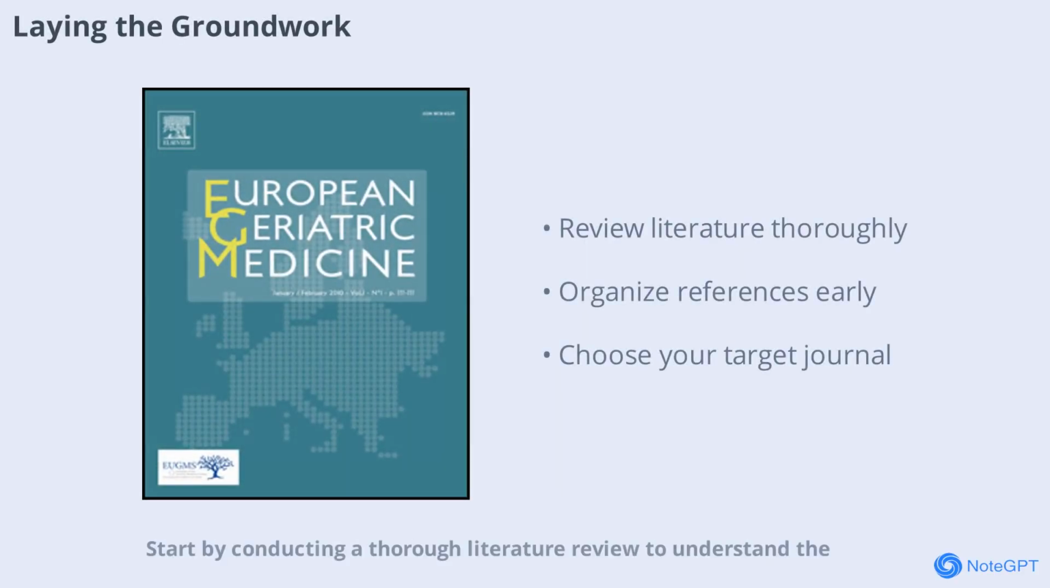Start by conducting a thorough literature review to understand the current state of knowledge and ensure your research is original. Take notes and manage your references with dedicated software to stay organized. Next, identify your target journal. This will shape your writing style, formatting, and the level of detail you include. Are you writing for specialists or a broader audience?